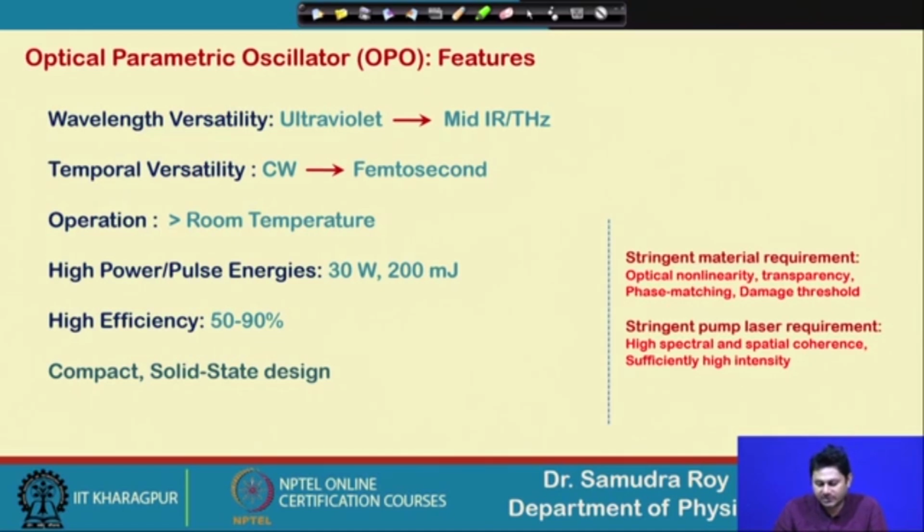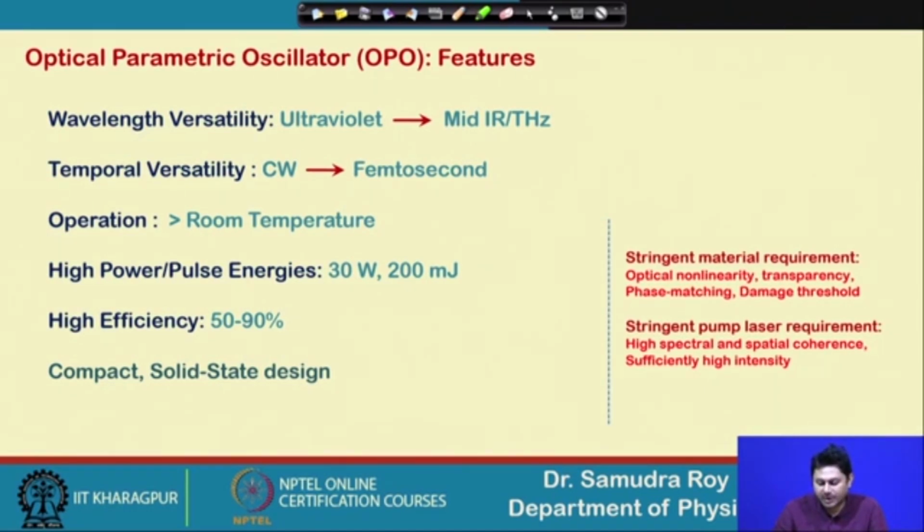And then damage threshold is something that we need to take care of, because we need to pump from the outside. If the material is such that it is going to be damaged by the launched pump power, then it will be difficult. So, the damage threshold is something that we need to take care of. This is under the material requirement.